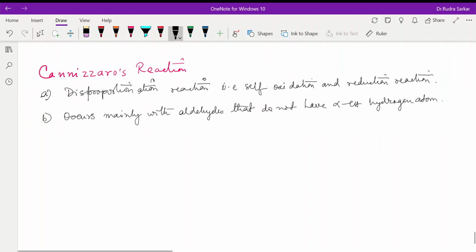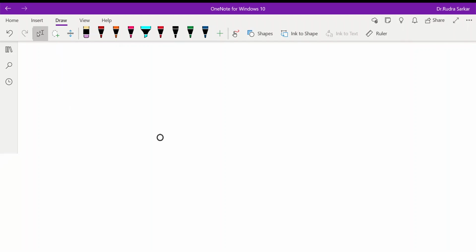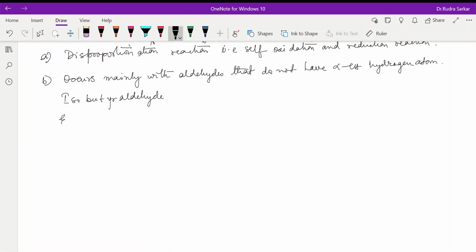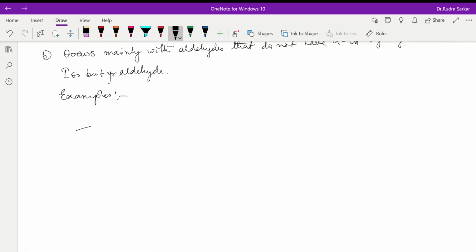However, there are some notable exceptions, such as isobutyraldehyde. We will explain why this doesn't occur. Now, let us consider some examples that will undergo this reaction. So let us first take this molecule.